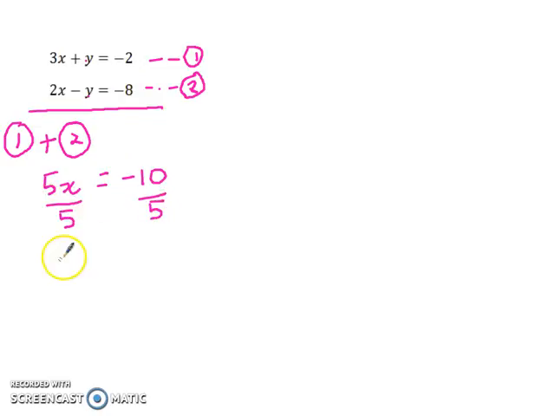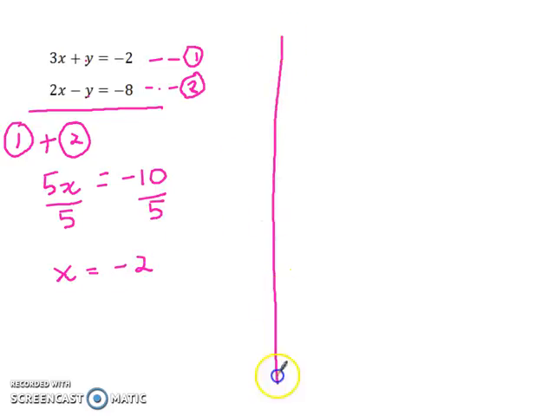Get rid of the 5. X is minus 2. Go back and find the y value. Substitute x equals minus 2 into one of the equations. Doesn't matter. I might choose equation 1 just to try and avoid this minus, because if you know that you mess up with minuses a lot, avoid them where you can. So let's go into equation 1.